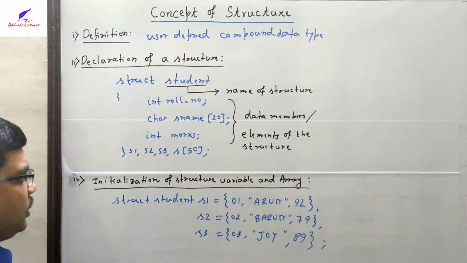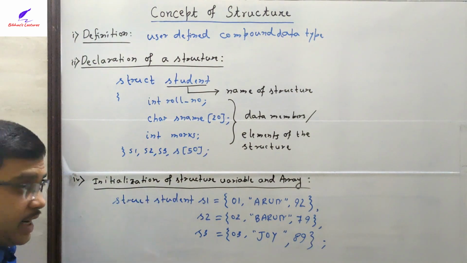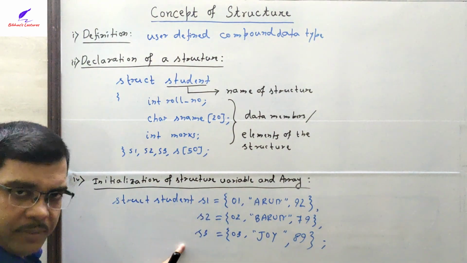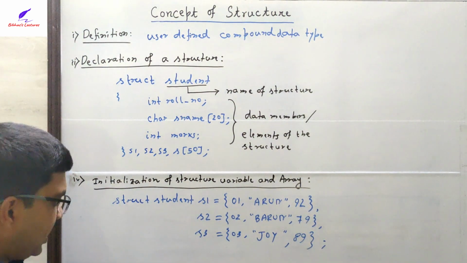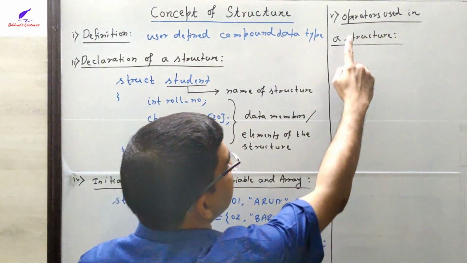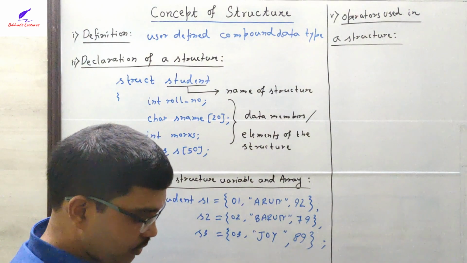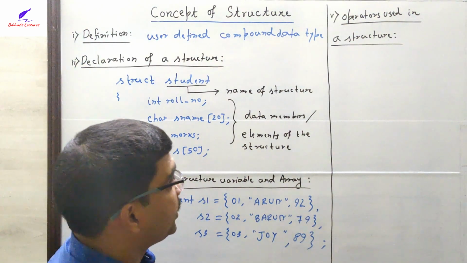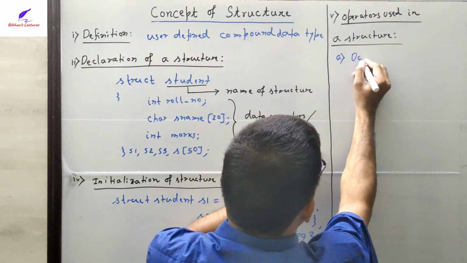Okay, now if you want to take the values for this structure array, you can do it in the same way that I have done for the structure variables S1, S2 and S3. Okay, now this is the direct initialization. Okay, so next we will discuss what are the different operators that can be used in a structure. So basically there are 2 types of operators available. The number one is dot operator.